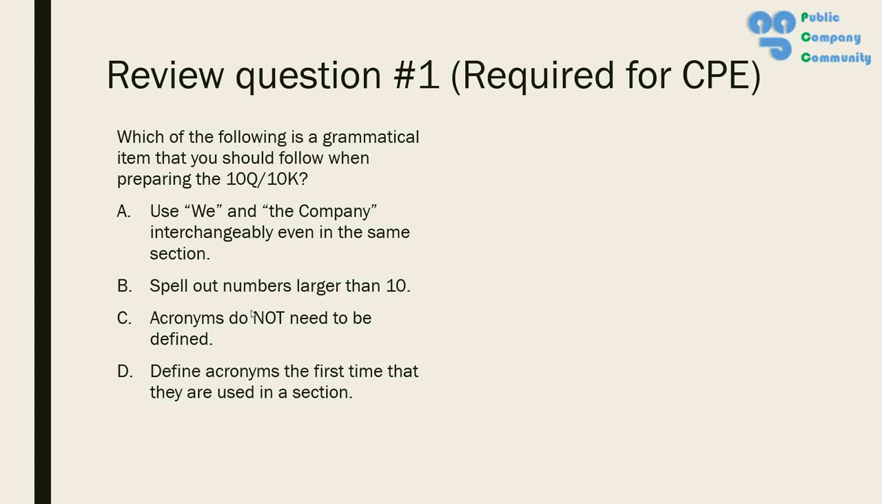So which of the following is a grammatical item that you should follow when preparing the 10Q or 10K? A is use "we" and "the company" interchangeably, even in the same sentence or section. B, spell out numbers larger than 10. C, acronyms do not need to be defined. And then D, define acronyms the first time that they appear in the section. So again, the question is, which one should you follow? I'll give you all a second to think about it.